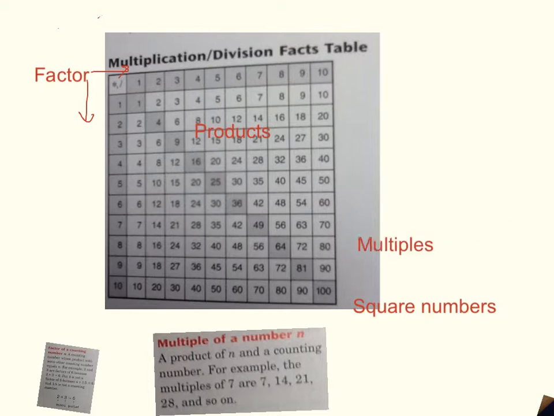So let's move our multiples over here by, for example, the 9. If we want to find multiples of 9, we would just look along here. So the multiples of 9 are 9, 18, 27, 36, 45, 54, 63, 72, 81, 90, and so on. Turn and tell your partner, what are the multiples of 5?